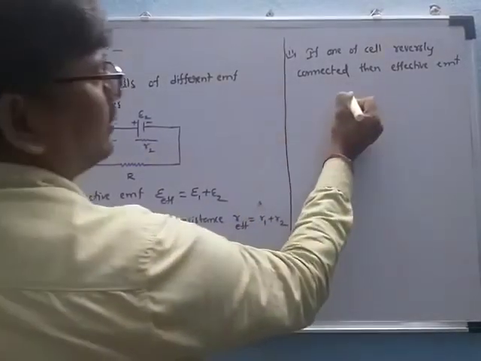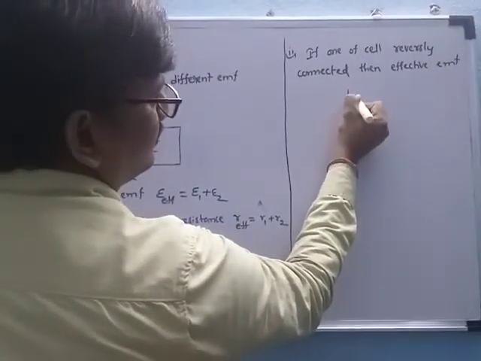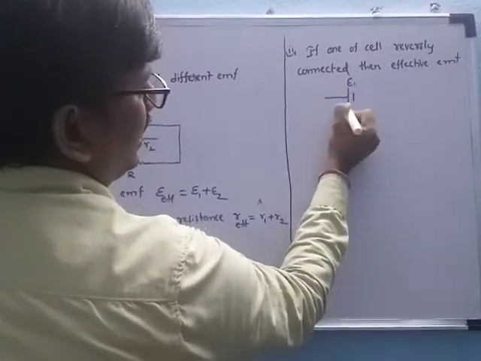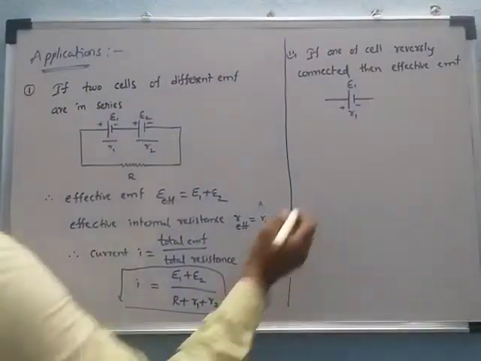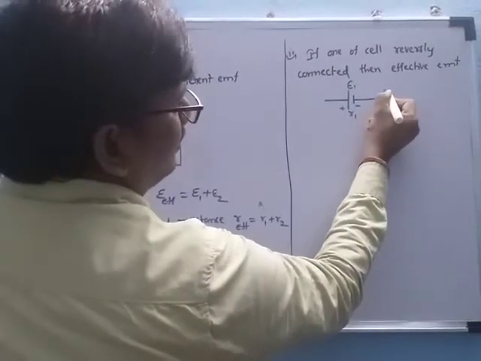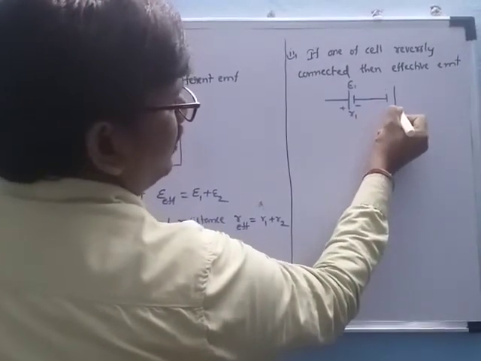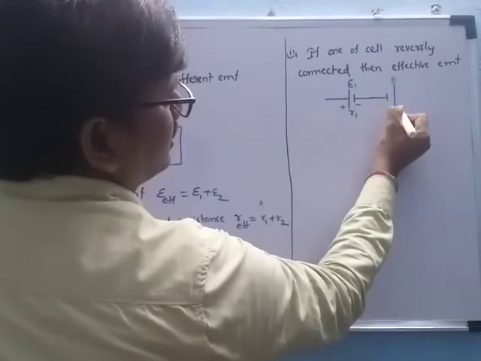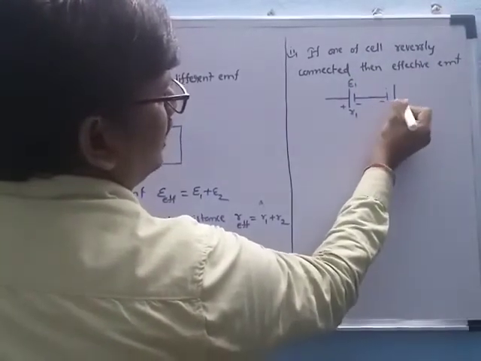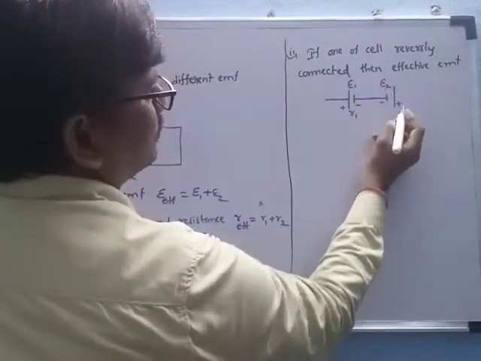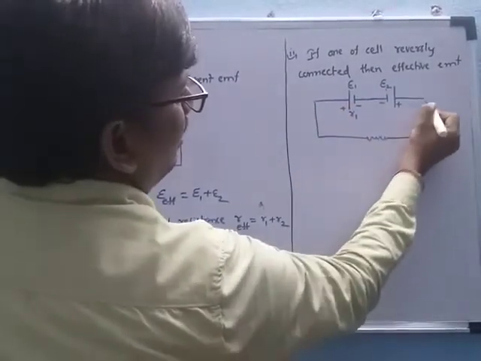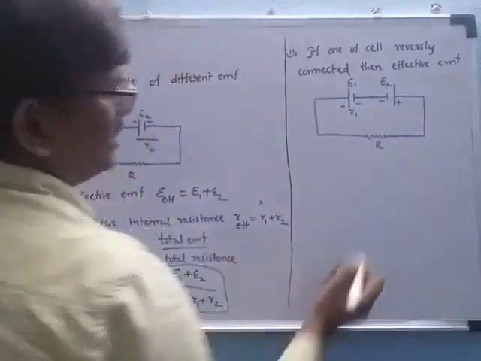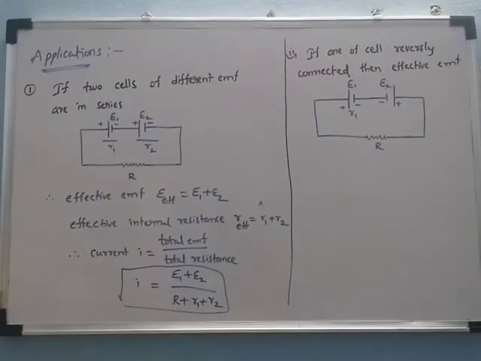what is reversely connected? See, this is the first cell, EMF E1, with positive and negative, and internal resistance r1. Here the negative is connected to a positive, and the second cell has EMF E2. They are connected through an external resistance R. Then find its effective EMF, effective internal resistance and current in the circuit.